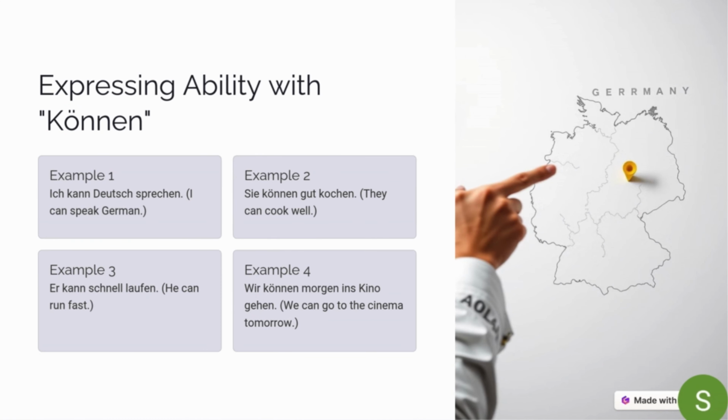The next modal verben is können. Können has an umlaut, so note the spelling. Können is used to express ability. In English, it translates to can. I can, you can, we can. Examples: Ich kann Deutsch sprechen. I can speak German. Example 2. Sie können gut kochen. They can cook well.